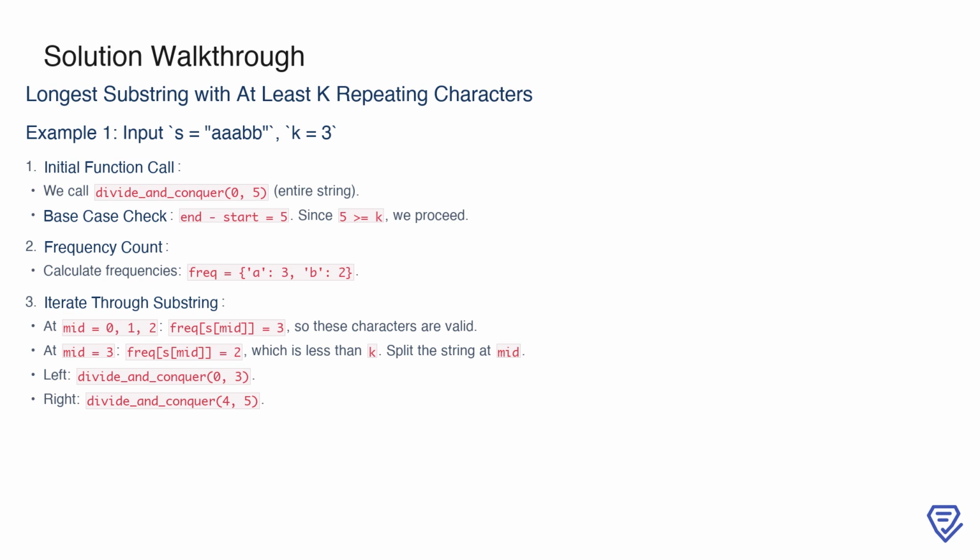Now, we iterate through the substring to find invalid characters, those with frequencies less than k. We see that the first three characters, all a, are valid since their frequency is 3. However, at position 3, the character b has a frequency of 2, which is less than k. This means we need to split the string at this point, creating two subproblems, one for the left substring divide_n_conquer 0, 3, and one for the right substring divide_n_conquer 4, 5.